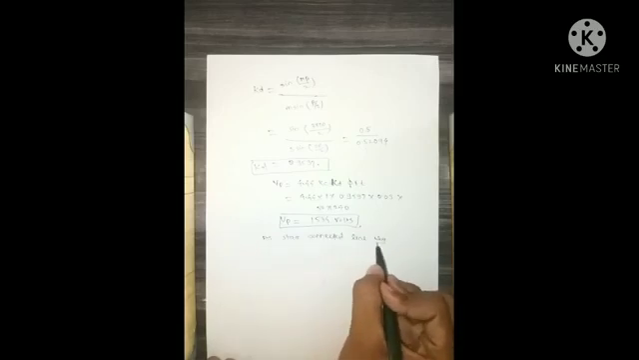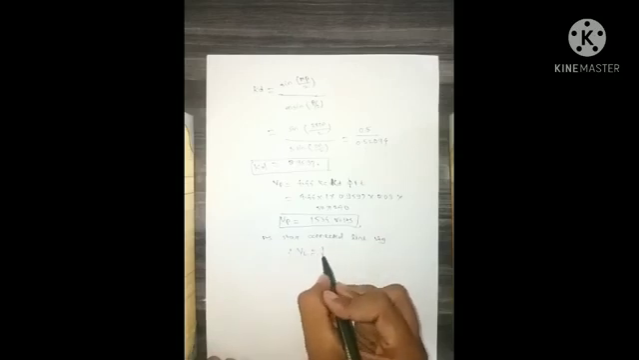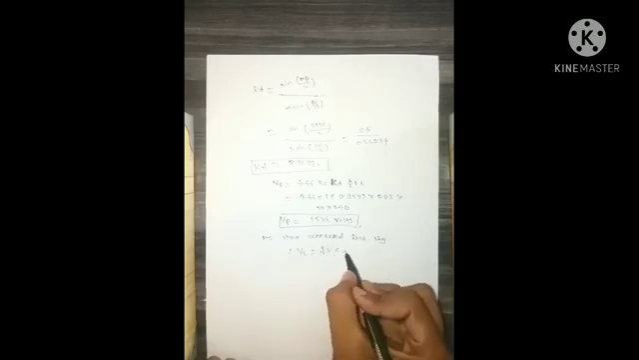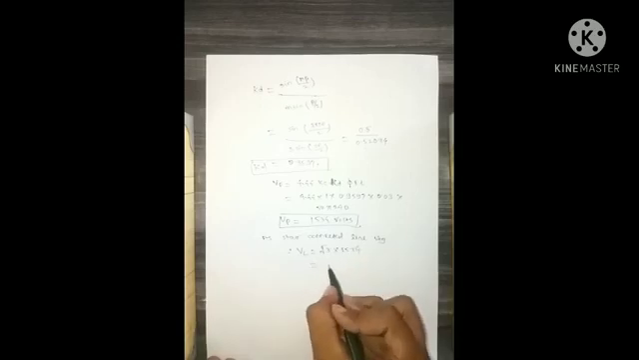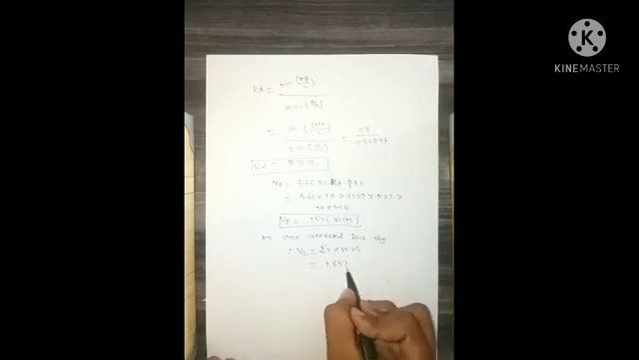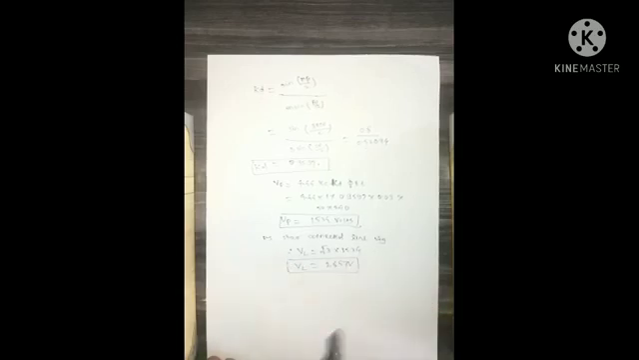And lastly, as it is star connected, the line voltage VL equals root 3 into 1534, equals 2657 volts. This is our line voltage.